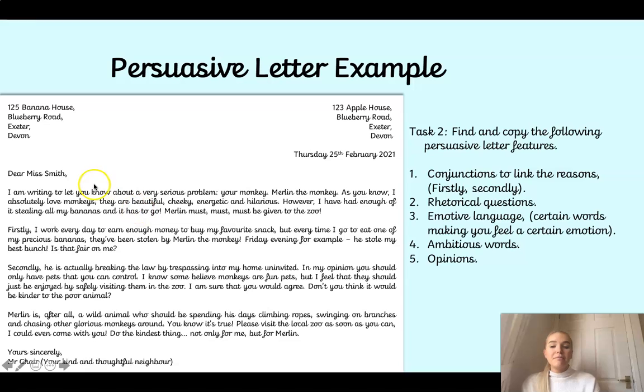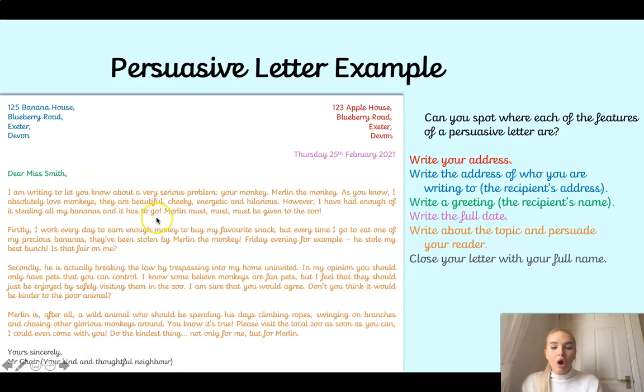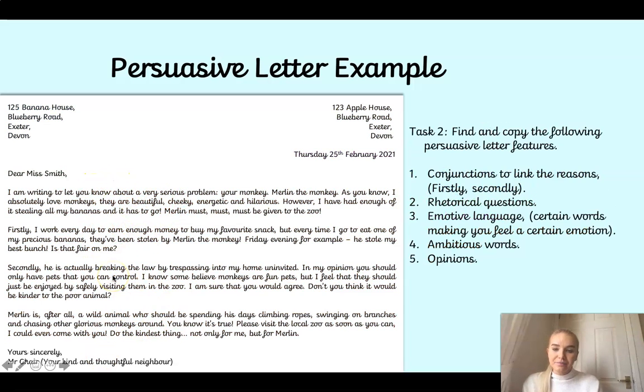So in your main chunk, in your orange part of your letter, you are now going to try and find conjunctions to link the reasons such as firstly, secondly, finally, however. You're looking for some rhetorical questions, those questions that don't require an answer. You're looking for that emotive language, certain words making you feel a certain way. Look for those ambitious words, those really high quality language words. And also look for opinions.